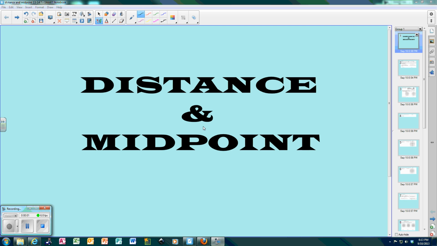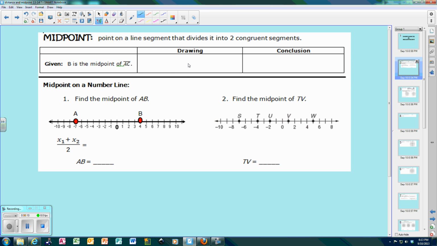Okay, today we're going to be talking about distance and midpoint. And we're going to start out with midpoints. So to find the midpoint, first of all, we need to know what the midpoint is. The midpoint is a point on a line segment that divides it into two congruent segments.